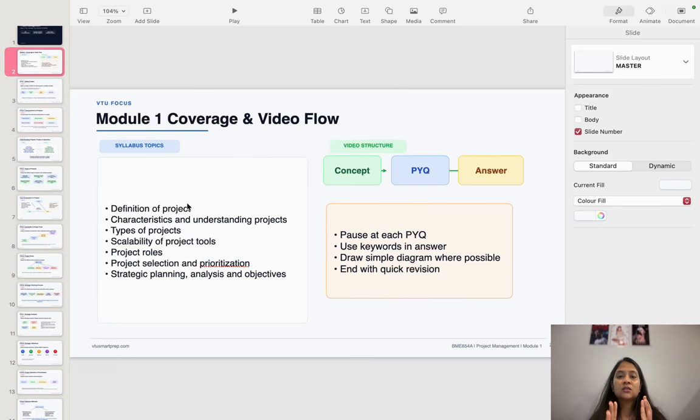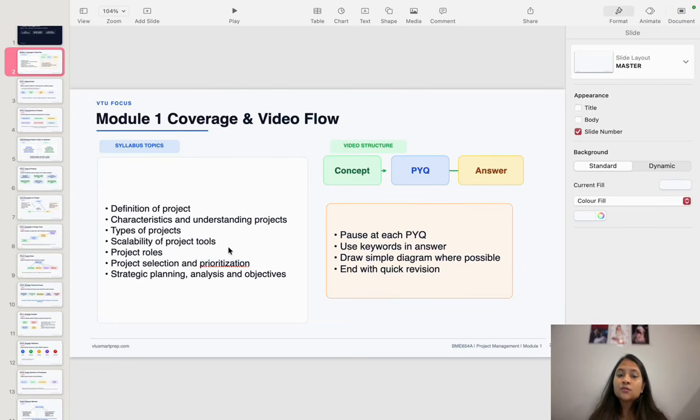So first, module 1. Here we can see the coverage of the module 1 syllabus. We have to study the basic meaning of project, characteristics of projects, types of projects, scalability of the project tools, and project rules. After that, we will study project selection and prioritization, the strategic planning process, strategic analysis, followed by strategic objectives. The video flow will be simple. First, we will understand the concept, then see the PYQs, then learn how to write the answer in the exam.